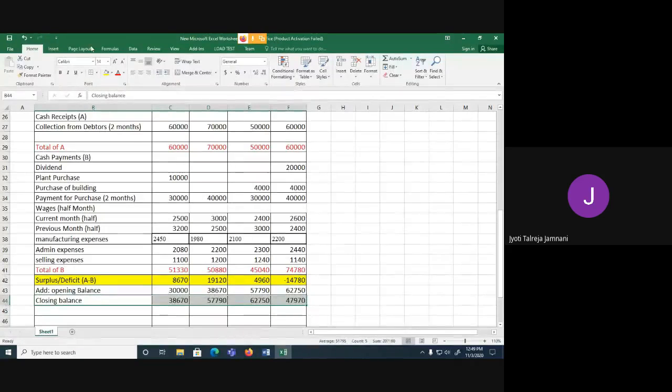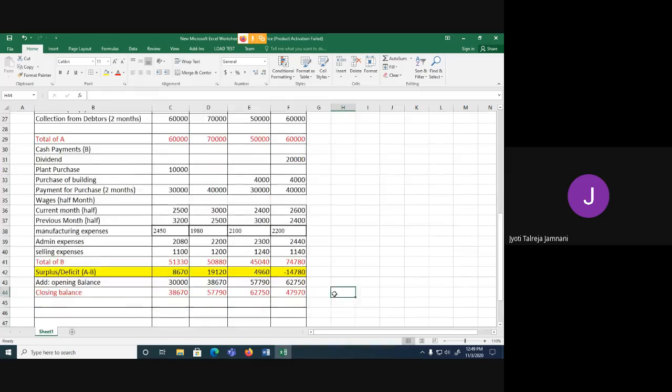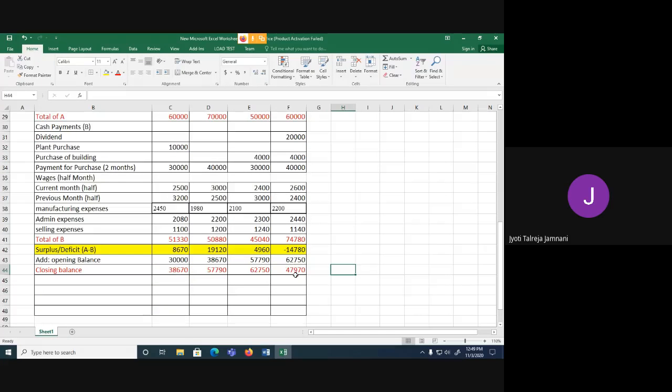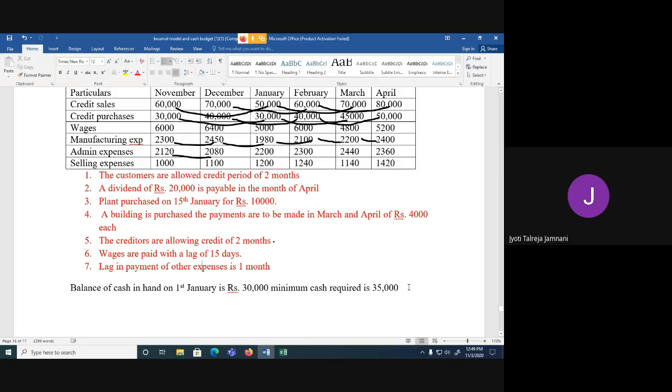You just observe your closing balance carefully. In the closing balance column, all the balances are above 35,000. None of it is below 35,000. That means the company has met its minimum cash requirement of 35,000.